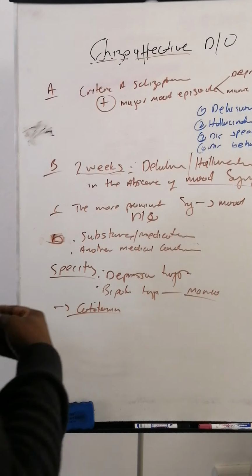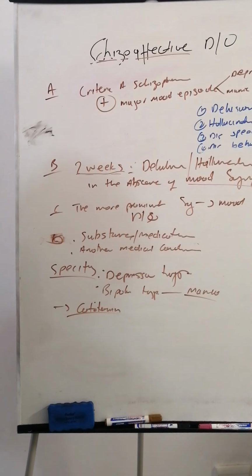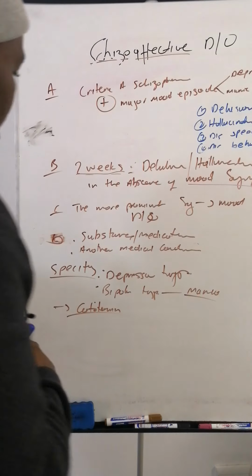Catatonia is one condition that is confusing the people who formulated DSM-5. But anyway, we are going to talk about that later. Okay, guys, I think that's it with schizoaffective.